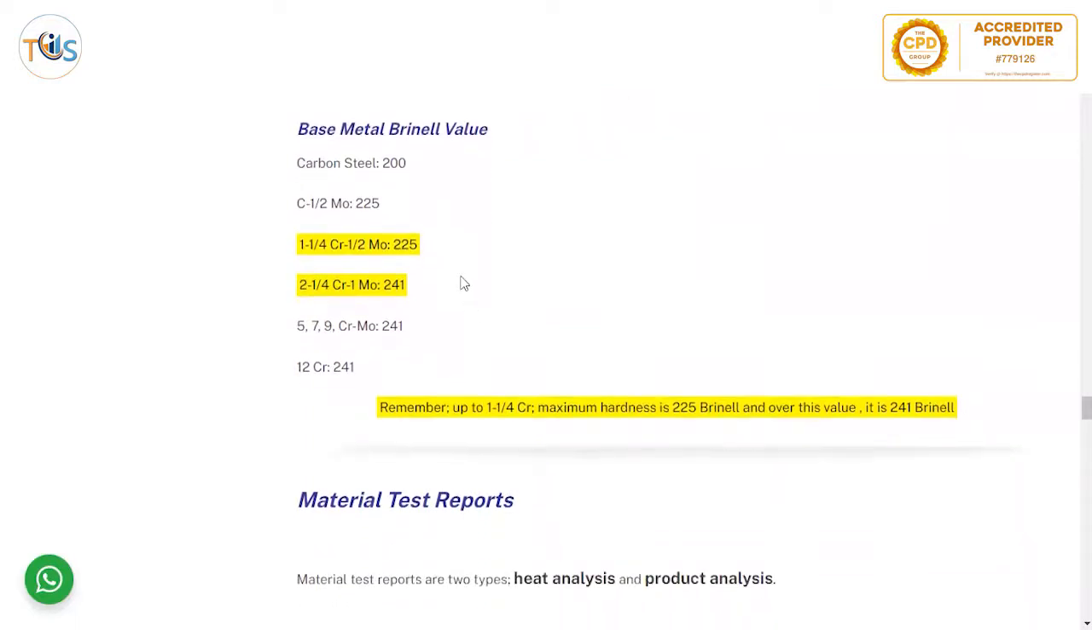This is called a practical type of question. These two might be potential questions, 225, 241, but as you can see, there are three numbers, 200, 225, and 241.